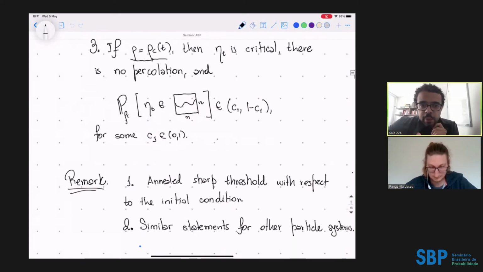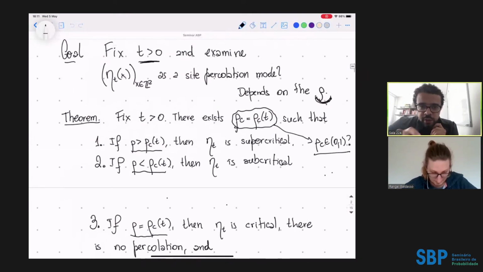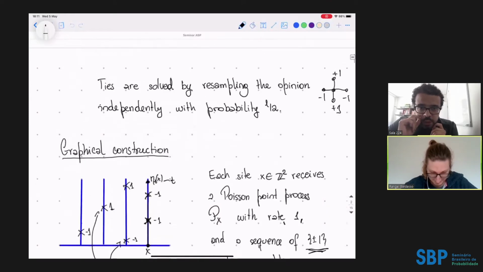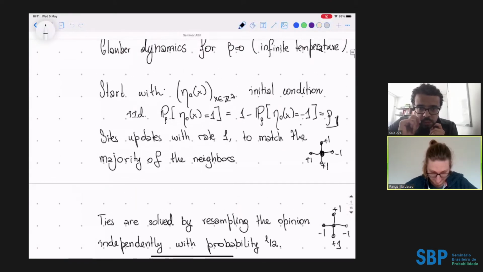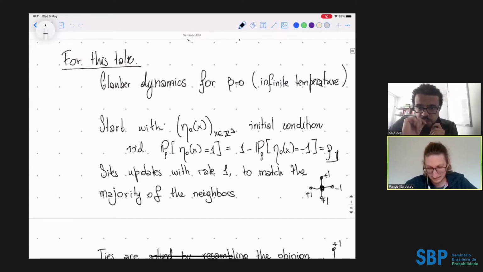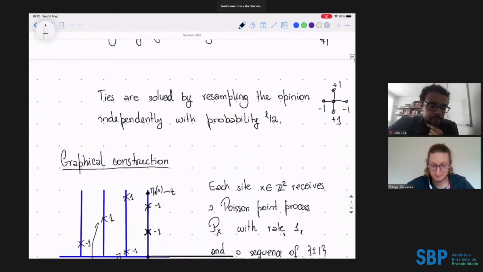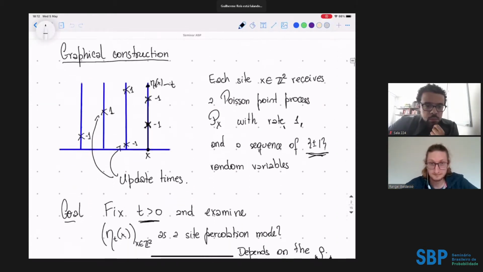I think it's a bit above, yeah, I lost it. 0 there, so yeah, right there. Yeah, so here is 0 temperature, and this is beta equals infinity. Okay. I'm sorry, Rangel, I have a question.